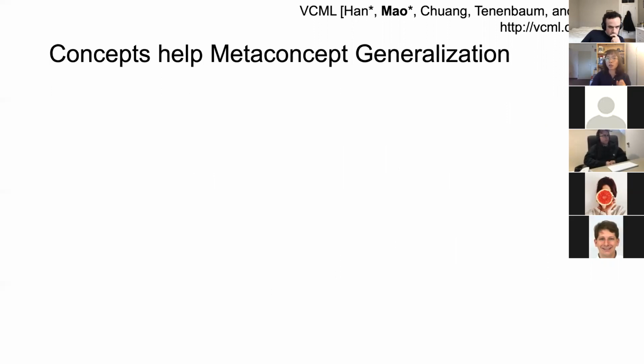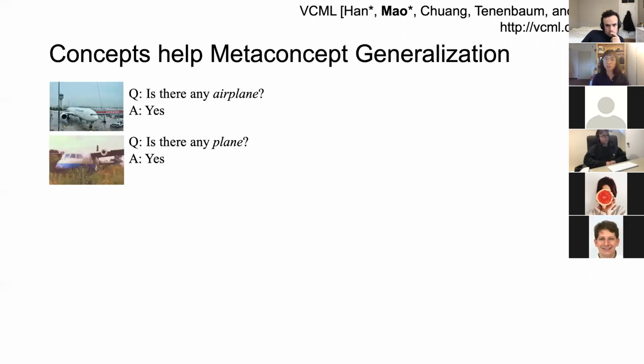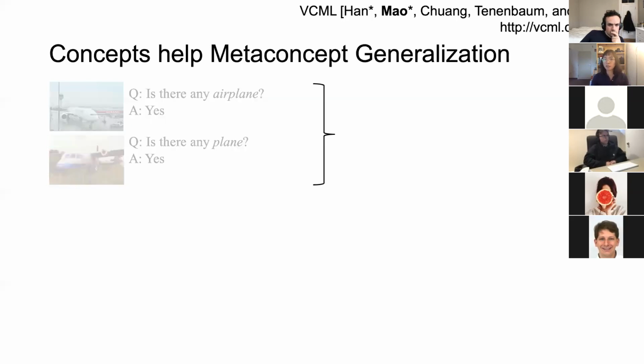We show two advantages of integrating concept learning and meta concept learning. First of all, let's talk about how concept learning can help meta concept generalization. A quick example is shown on this slide. After learning the concept airplane and the concept plane from visually grounded question answering, one may conclude that airplane is a synonym of plane. This is because both concepts share a very similar visual appearance.